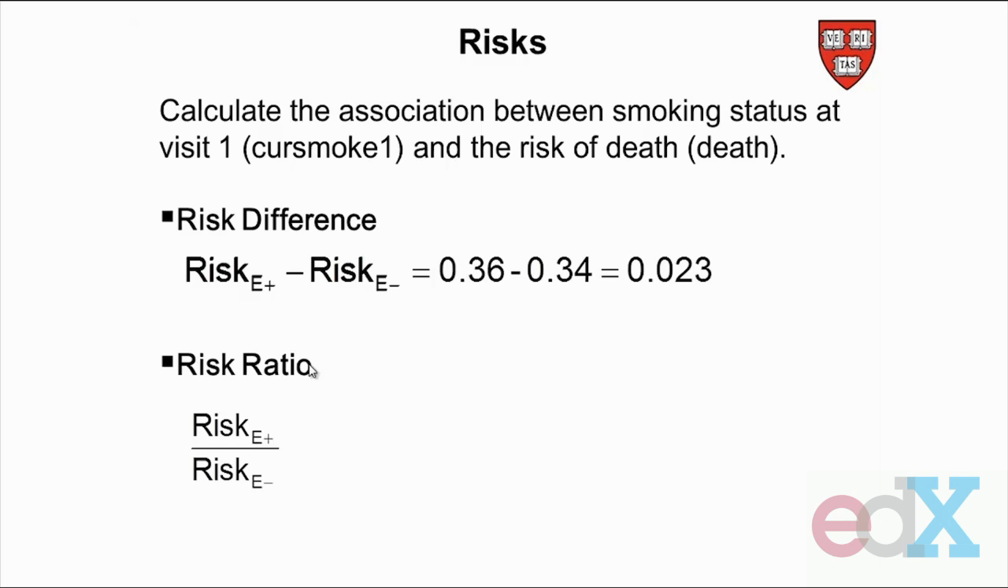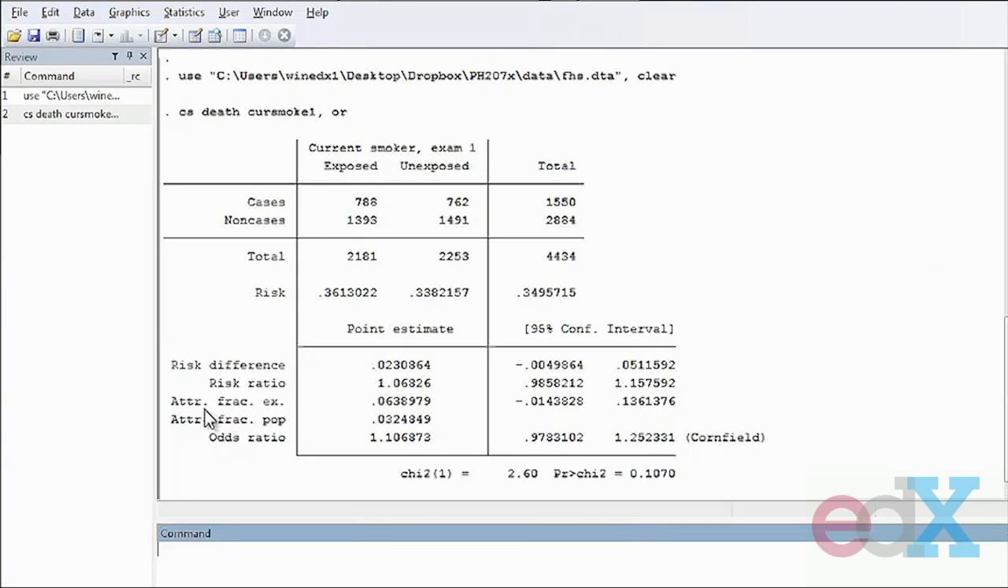An alternative estimate would be the risk ratio, and we take the risk in the exposed divided by the risk in the unexposed, yielding an estimate of 1.07. This is saying that smokers had 1.07 times the risk of death compared to non-smokers over the 24 years of follow-up. The next thing that STATA provides is the attributable fraction among the exposed and the attributable fraction in the total population. And we've already calculated these values in lecture, but let's just remember how to get from this table of values to these estimates of the attributable fraction.